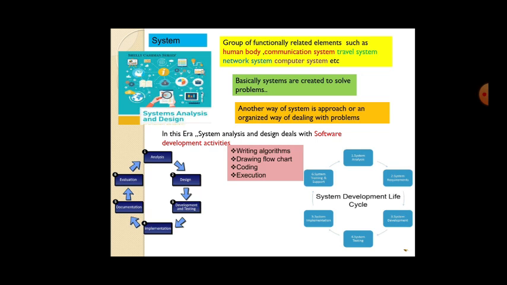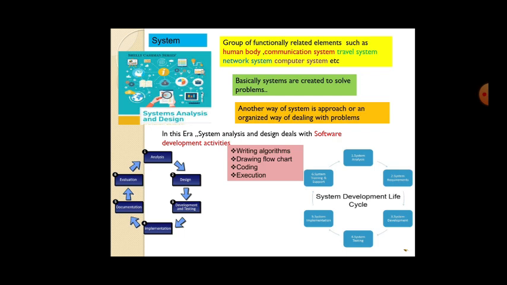So in this era, system analysis and design deals with software development activities. Why software development activities? Because all the systems are now computerized. For any system to work, we need software. Software is nothing but a set of instructions or a program given to the computer to do some particular task. So software development is very important in this generation, your artificial and robotic generation.